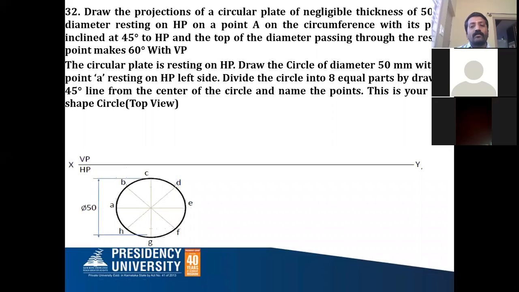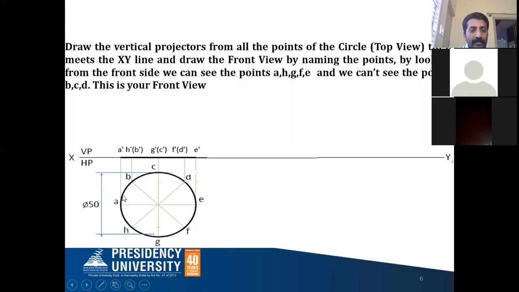So after this, to draw the front view, you have to draw the vertical projector from all the points like this, from A, B, C, D and E, till it meets the XY line, and then afterwards you join it with a thick line. So your front view is ready, and you're looking from the front side. So A, H, G, F, E you can see, but you cannot see B, C, D. The points that you cannot see, you have to put within brackets like this. This completes your front view as it is shown here.